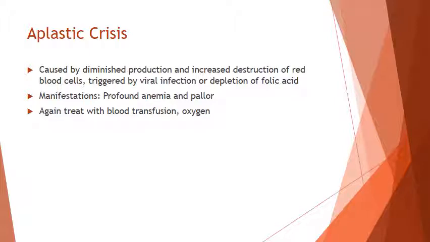Aplastic crisis is caused by diminished production and increased destruction of red blood cells triggered by viral infection or depletion of folic acid. So you can see why maintaining health and nutritional support is important. They will also have profound anemia and pallor, and again, they would also be treated with a blood transfusion and oxygen.